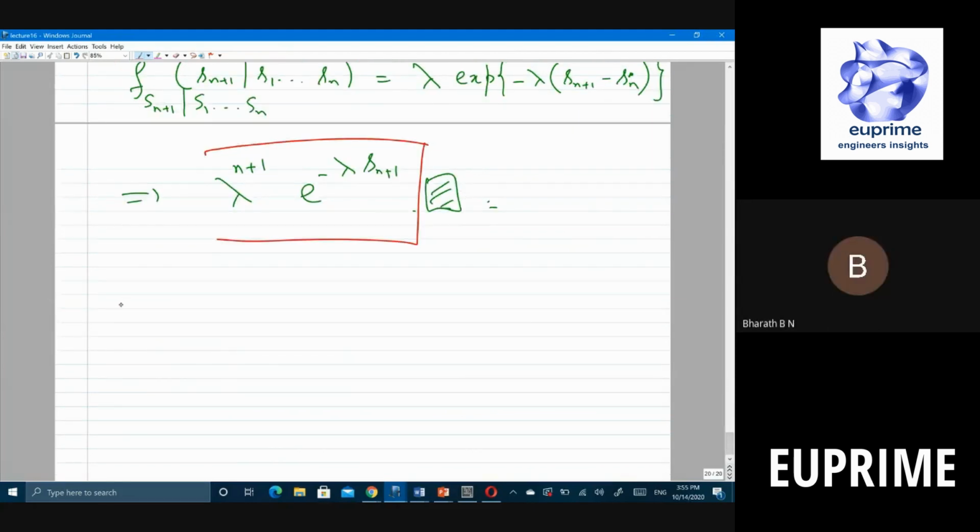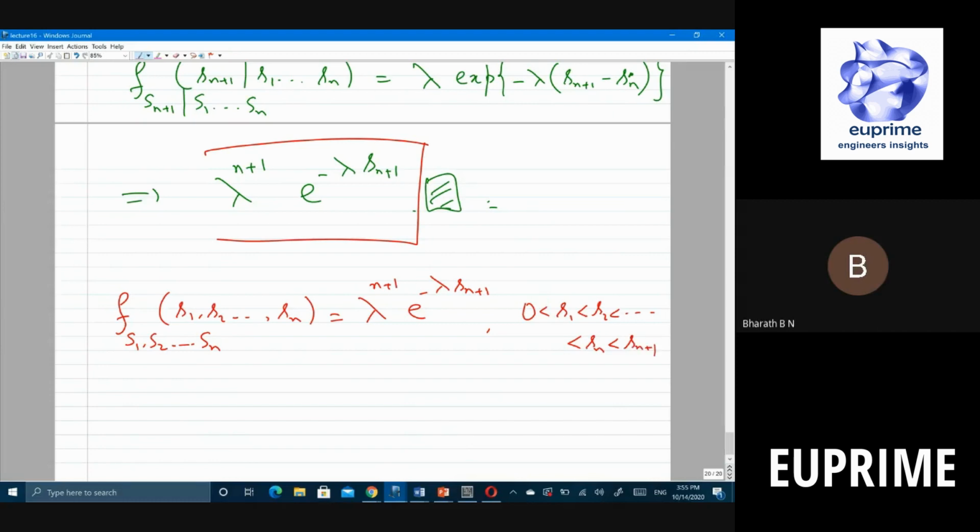No, okay, let me write the final expression. The density of S1, S2, etc. Sn plus 1 equals lambda power n plus 1 e power minus lambda Sn plus 1, for 0 less than S1 less than S2 less than and so on less than Sn less than Sn plus 1. This is very important. If you don't have this condition, then this is not even a density. If you integrate, you will get infinity. Because of this constraint, when you integrate, you will get 1.